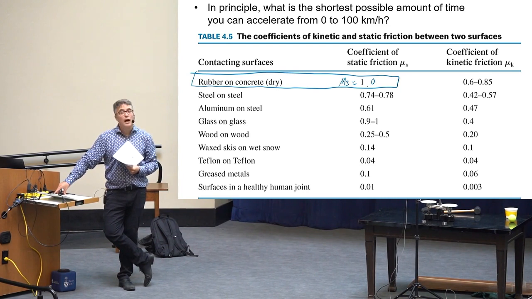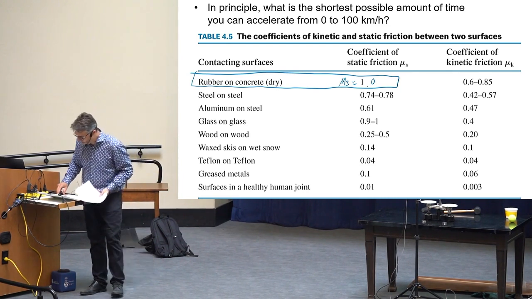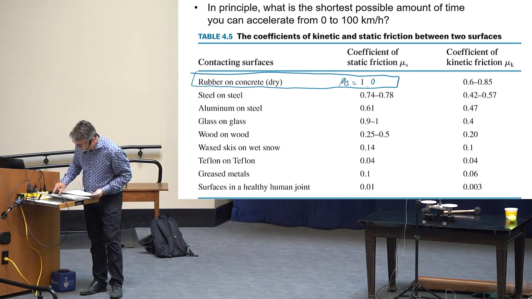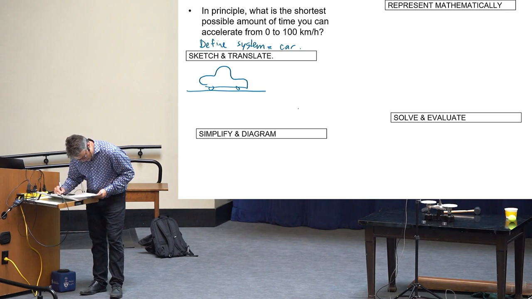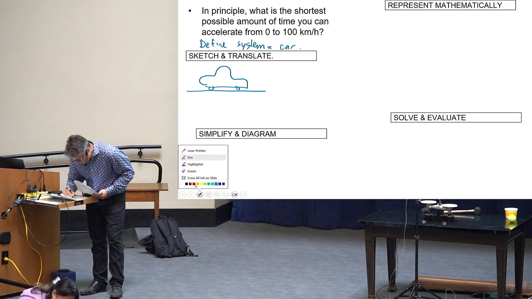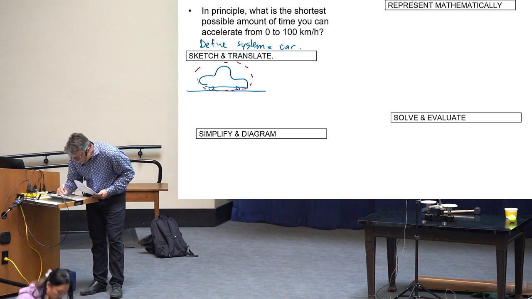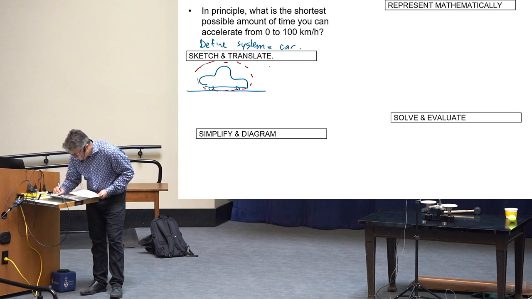Remember this table? The idea is, can I use this table to figure out the shortest amount of time you can accelerate from 0 to 100 kilometers per hour? Define the system. This is the car. So let's do a little sketch. Here's a car. And we can draw our little dashed line around it. Any external forces on the car I have to put on the force diagram. I'll say the car mass is m. V0 is 0, and V final is 100 kilometers per hour.